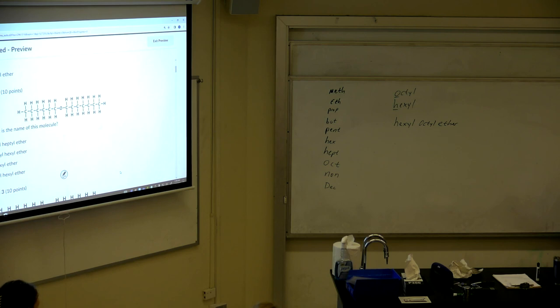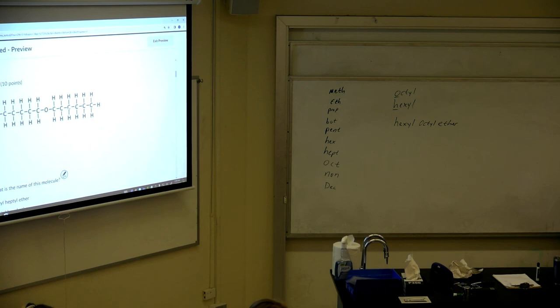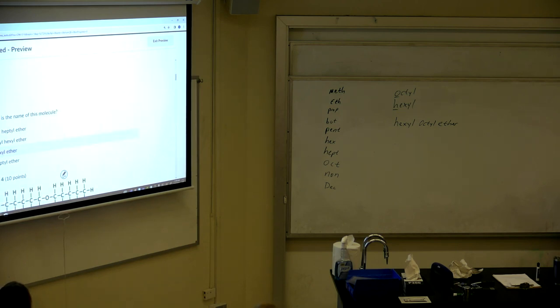One, two, three, four, five, six, seven. So it's hexyl heptyl. So heptyl will go first alphabetically because of the P versus the X. Let me get to one of these that is 1, 2, 3, 4, 5, 6. In this case, it's dihexyl ether. Makes sense, right? Because they're both hexyl. Makes sense?